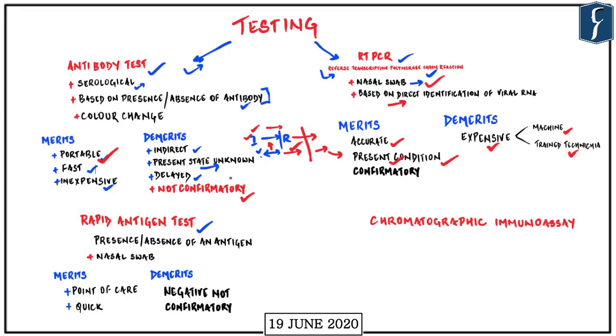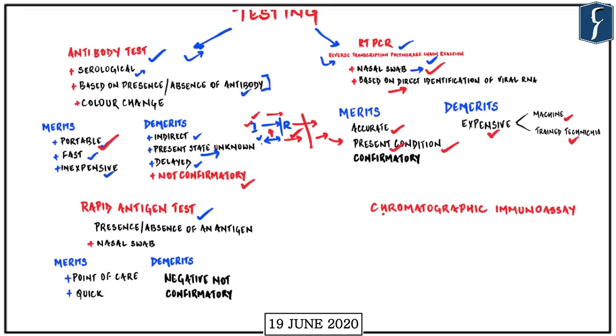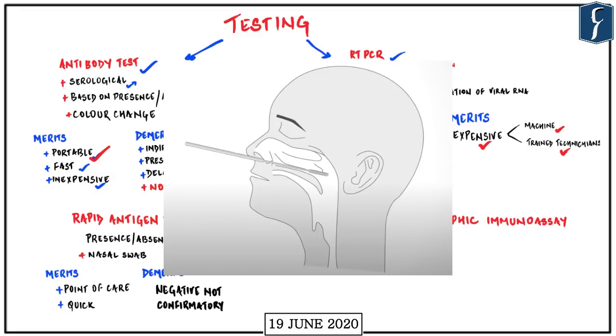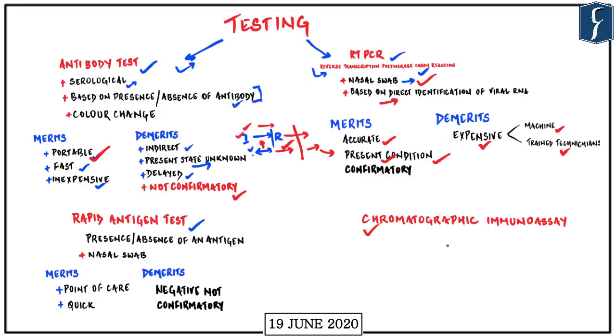Now, let us move on to the rapid antigen test. In the rapid antigen test also, we test the antigen itself or the virus itself. But unlike RT-PCR, the technology which is utilized in the rapid antigen test is chromatographic immunoassay. Now, chromatography is all about separation. So, you have taken a nasal swab and you have taken a lot of undesired material from the nose itself. So, you want to separate out the virus in order to perform the immunoassay.